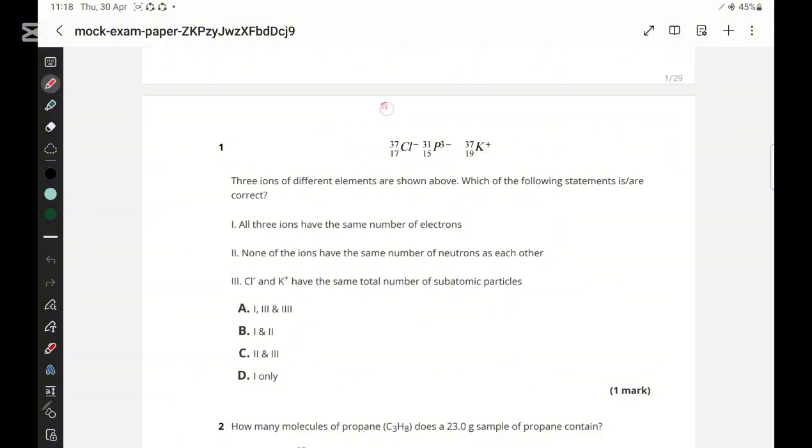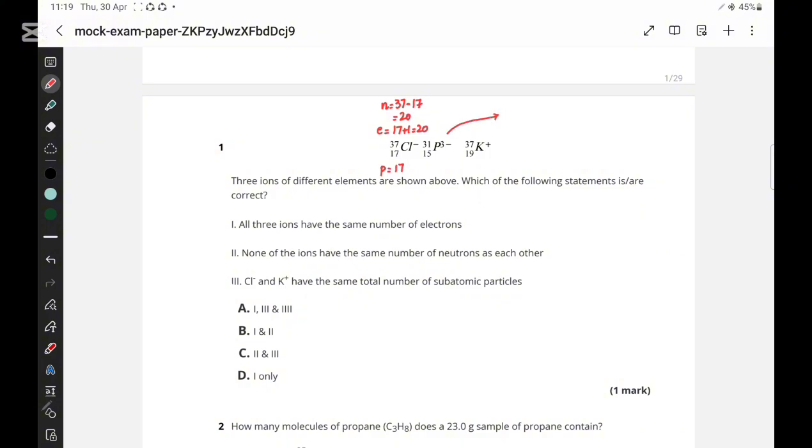First, find the neutrons for chlorine. Neutrons we can find by subtracting atomic number from atomic mass. So neutrons are 20. Electrons: 17 is its atomic number, and it has gained one electron, so 17 plus 1, that becomes 18. Protons are equal to the atomic number, so they are 17.